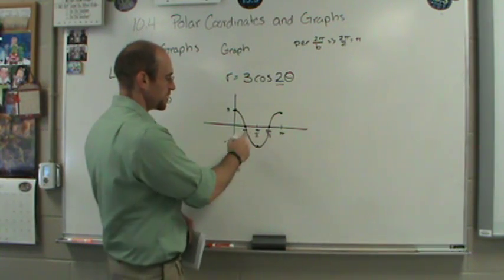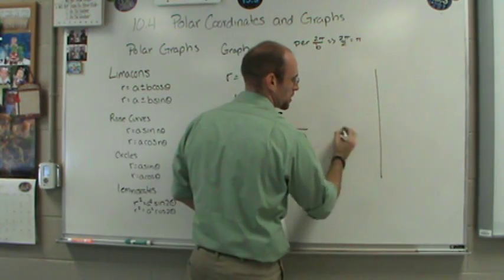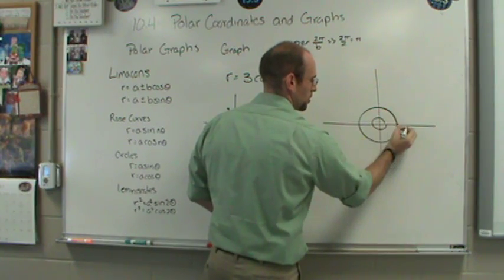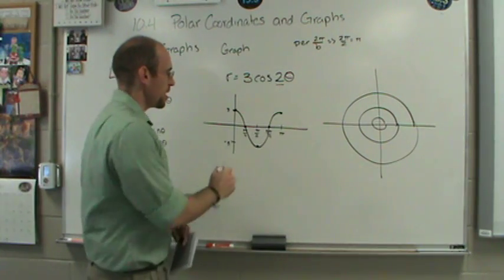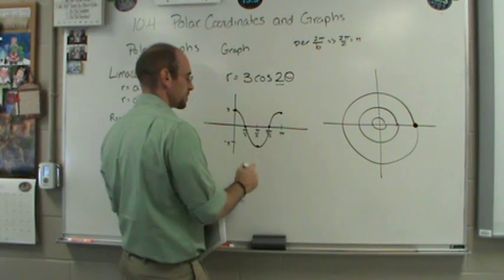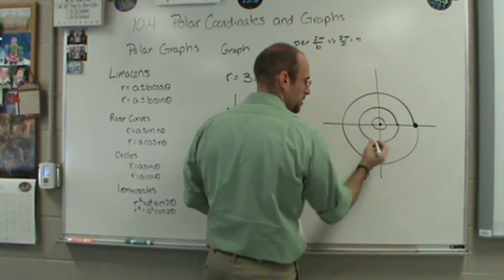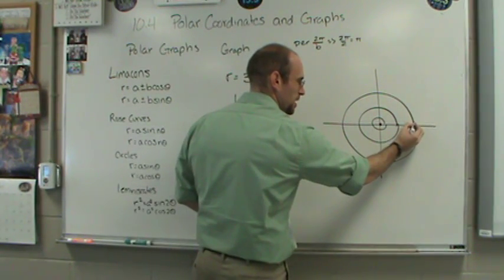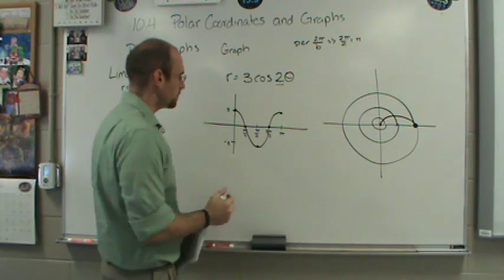Well, let's see, the furthest distance from our x-axis is 3, so let's do 3 concentric circles. 1, 2, 3. All right, so at 0, we're at 3. So here's our 3. At pi over 4, we're at 0. So pi over 4, we got back to here somehow. Now notice these are all positive values. So that means they're going to be in the same quadrant as the angle.